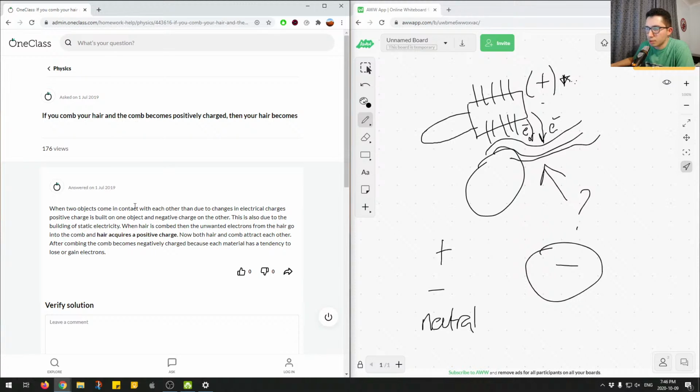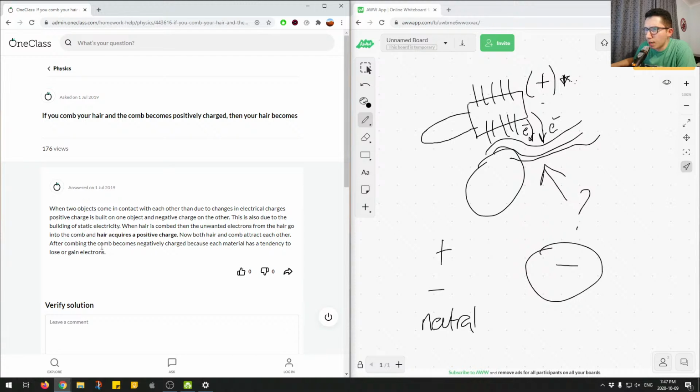So when two objects come in contact with each other, then due to changes in electric charges, positive charge is built up in one object and negative in the other. This is also due to the build-up of static electricity. When hair is combed, then the unwanted electrons from hair go into the comb, and hair acquires a positive charge. Now both hair and comb attract each other. After combing, the comb becomes negatively charged because each material has a tendency to lose or gain electrons.